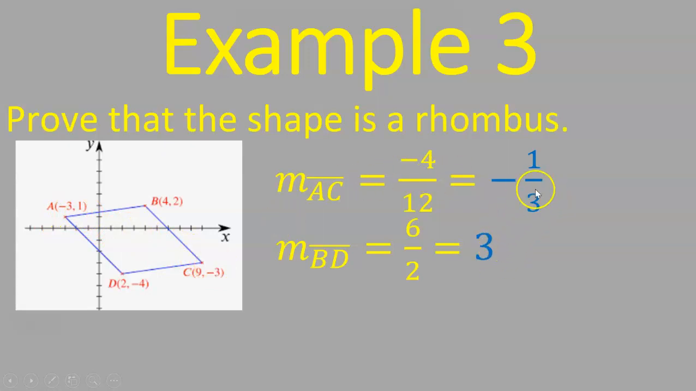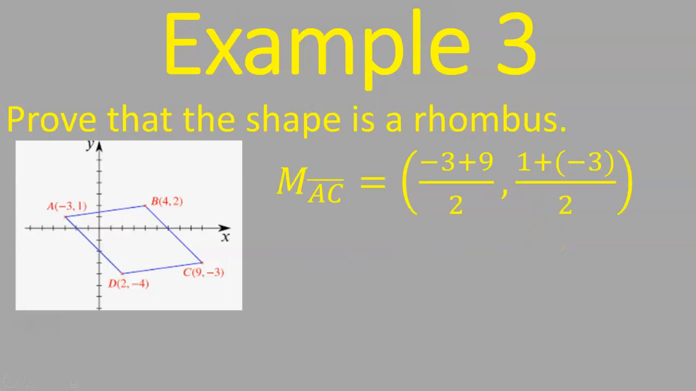These are clearly perpendicular. They're opposite reciprocals of one another. Negative 1/3 and positive 3 over 1. But now, just because they're perpendicular, that's not sufficient. It could be something called a kite, which is another shape that's not a rhombus. So we need to also show that the diagonals bisect each other.